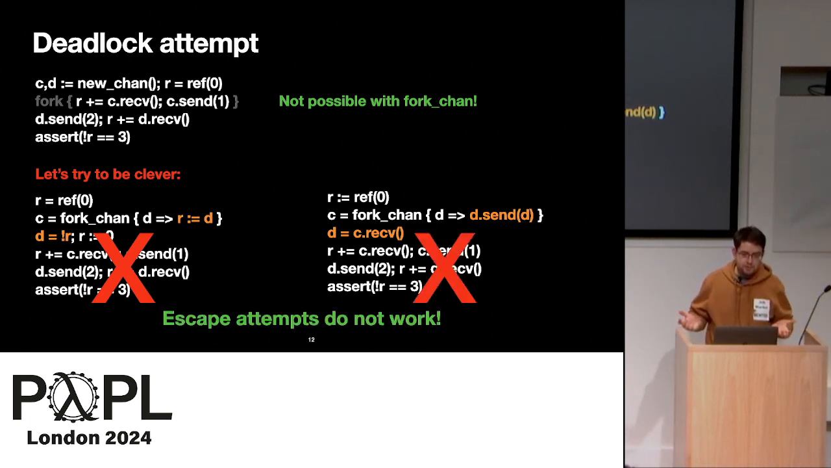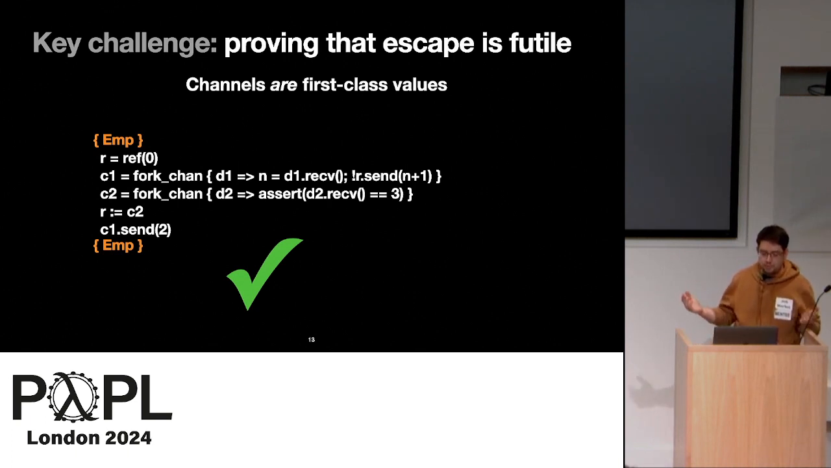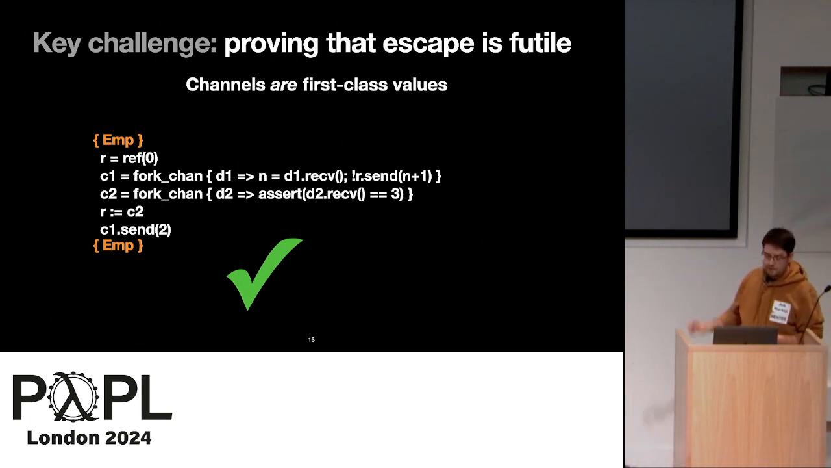So escape attempts do not work. And this is indeed the key challenge. How do we prove that no escape attempt works? Because we don't want to rule out putting channels in references or sending channels as messages wholesale. We only want to rule it out when, as much as possible, we want to still allow it if it's safe. For example, here, this is fine.